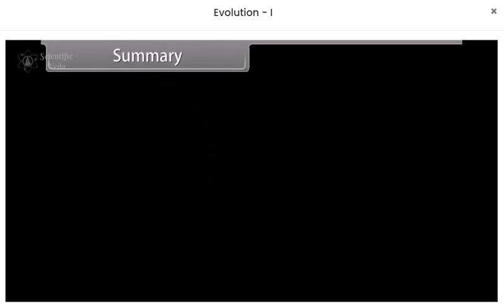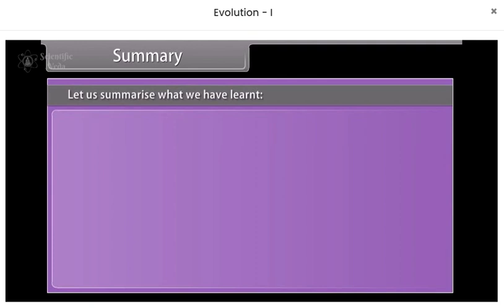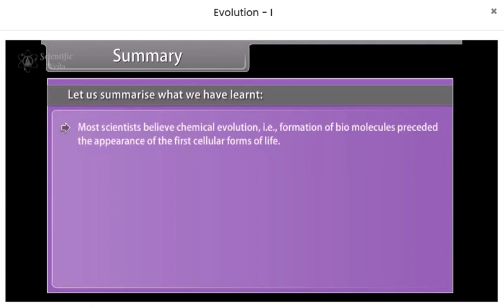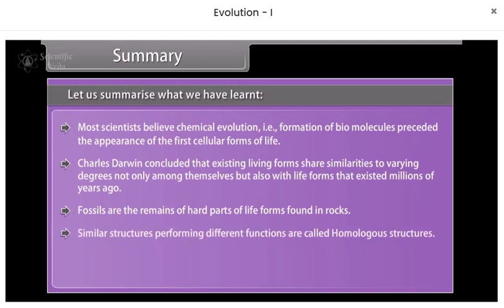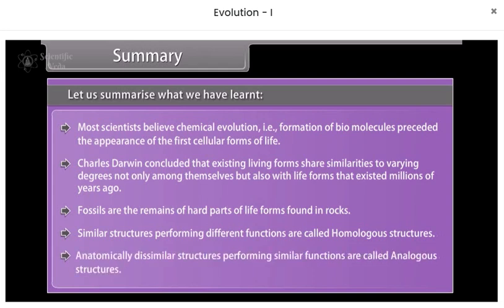Summary. Let us summarize what we have learned. Most scientists believe chemical evolution, that is, formation of biomolecules, preceded the appearance of the first cellular forms of life. Charles Darwin concluded that existing living forms share similarities to varying degrees not only among themselves but also with life forms that existed millions of years ago. Fossils are the remains of hard parts of life forms found in rocks. Similar structures performing different functions are called homologous structures. Anatomically dissimilar structures performing similar functions are called analogous structures.